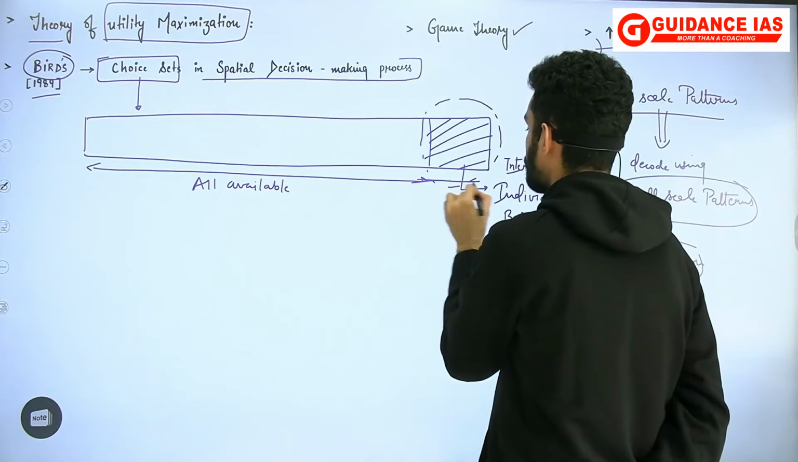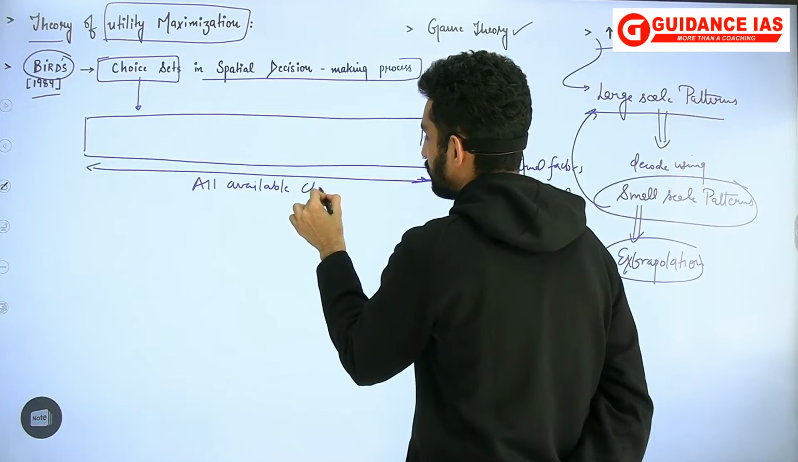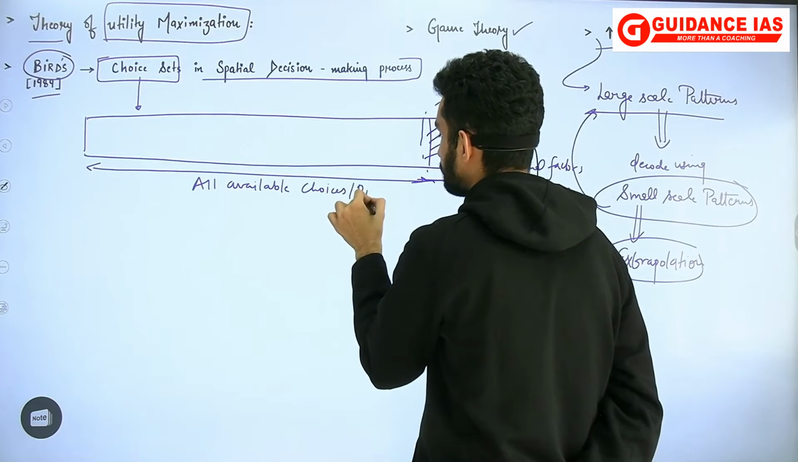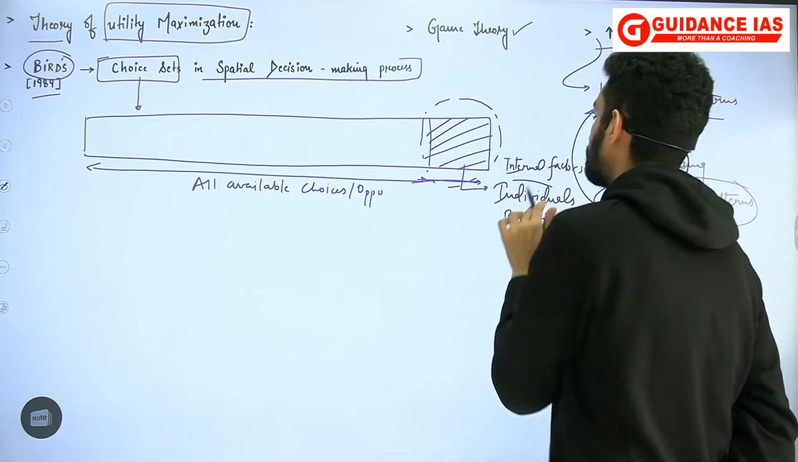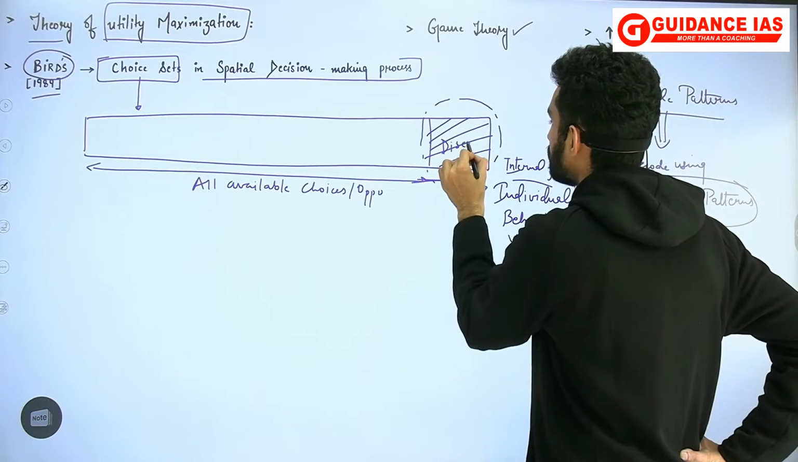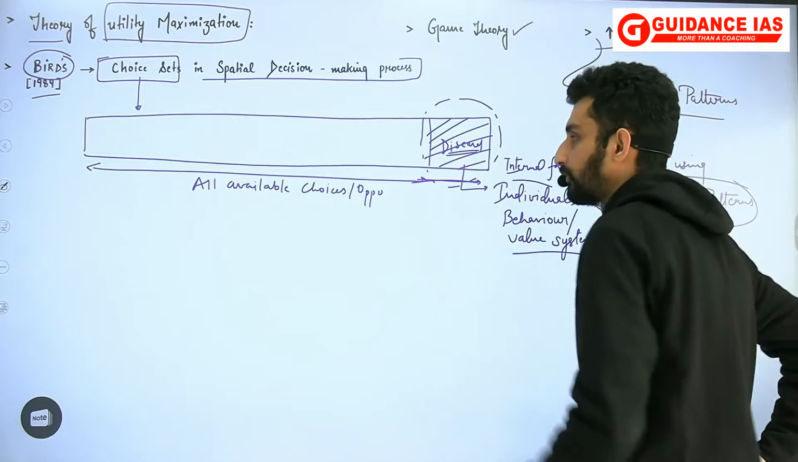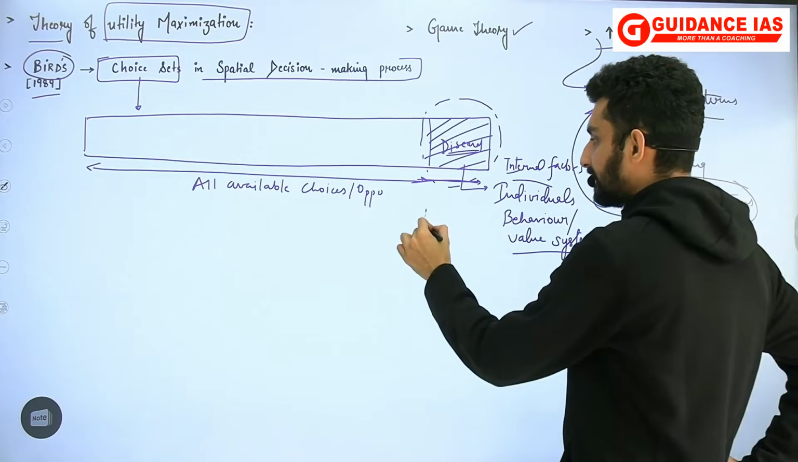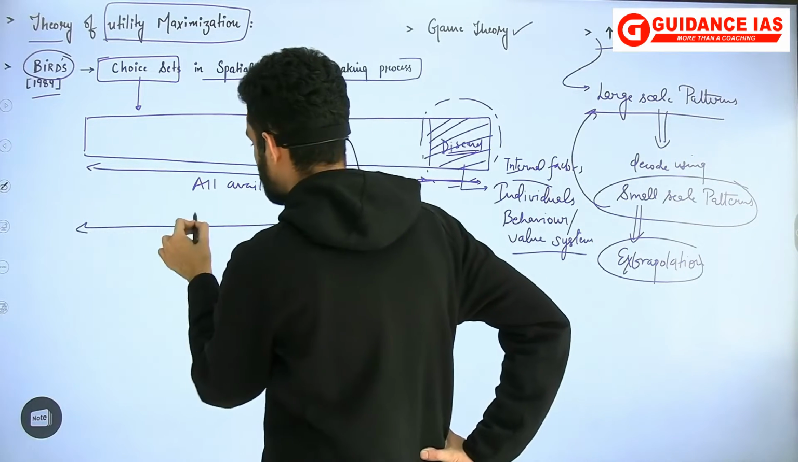यहाँ तक है ये all available choices or opportunity an individual is having. But due to the internal factors, that particular individual is actually discarding this particular portion of individual choices. I hope it is clear. Now the remaining choices are called as objective choices.